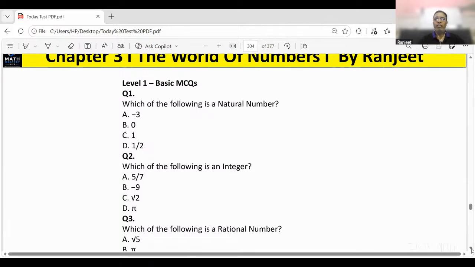Which of the following is a natural number? Which option is right?